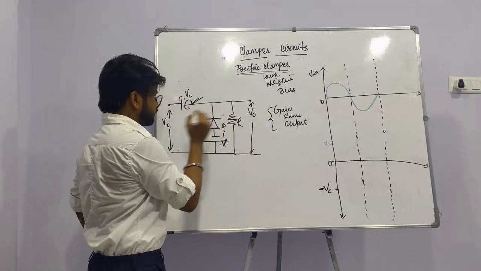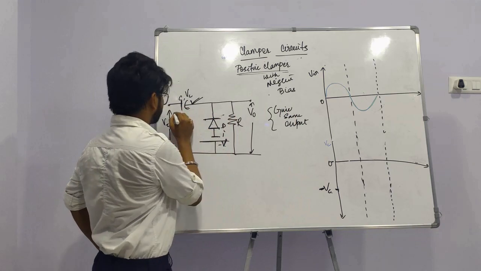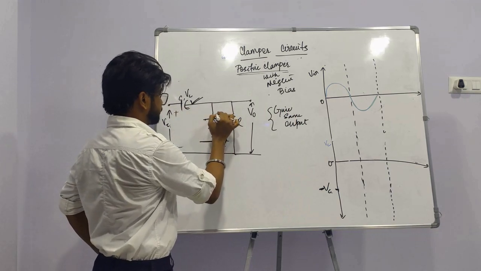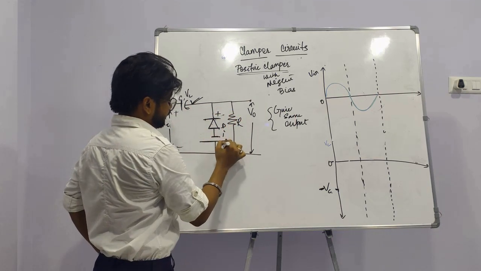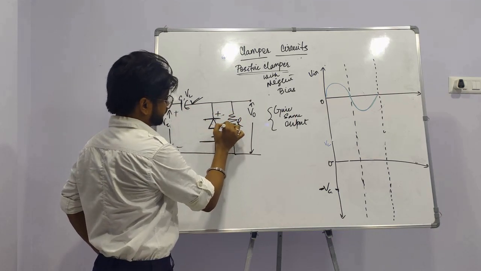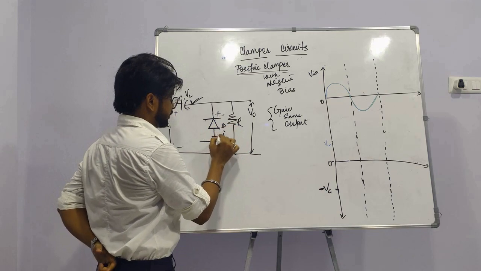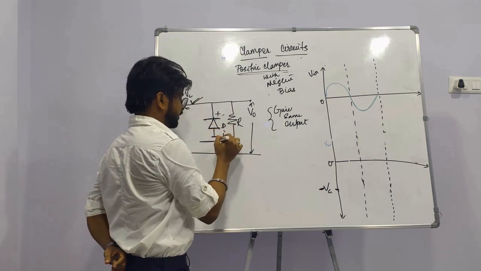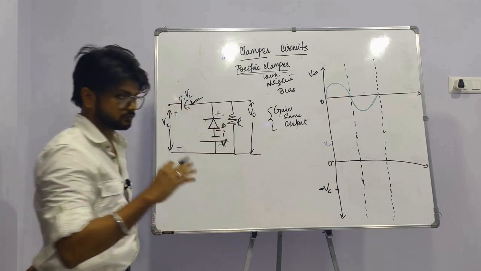Now in the first half cycle or the positive half cycle, this is positive and this is negative. So the negative of the diode is connected to the positive of the input, and the positive of the diode is connected to the negative of the voltage.